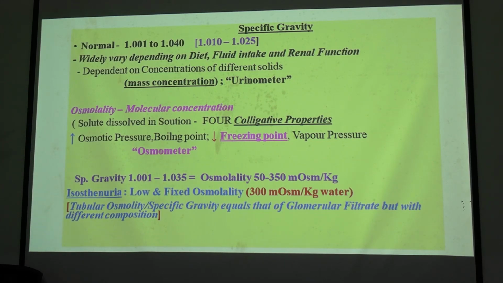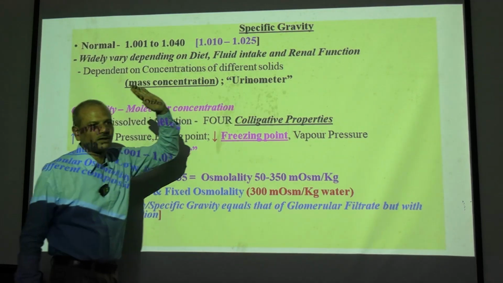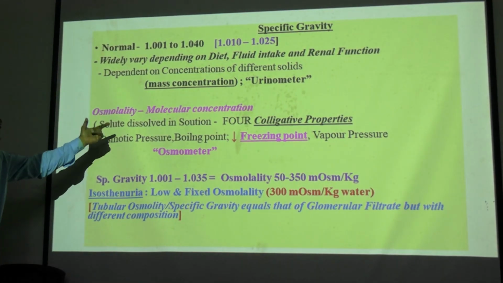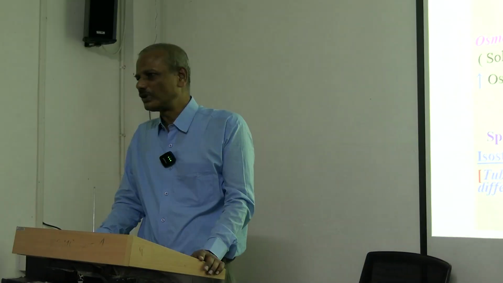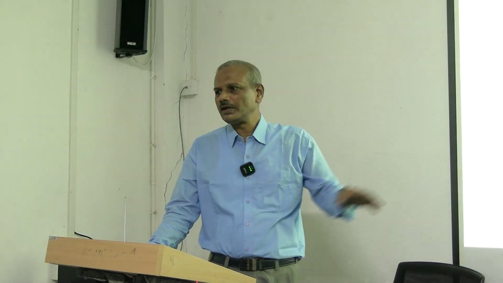So specific gravity is measured by a mass concentration, and that is by urinometer. In contrast, osmolality is a molecular concentration of each substance. That is Avogadro number, 6.023 into 10 to the power 23. So basically that is a true number. So specific gravity has now been replaced by osmolality. But osmolality is not done because specific gravity measurement is very easy. In all reports, specific gravity is measured. Osmolality is wanted only when specifically desired for some abnormality. Normally it is not done.